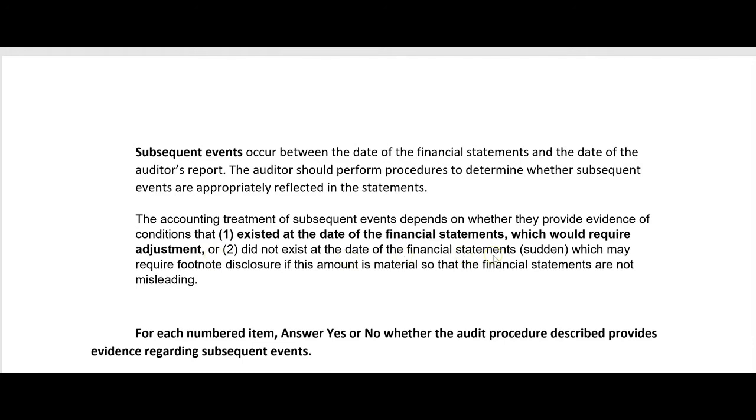A sudden event happened in the subsequent period, which may require footnote disclosure if this amount is material so that the financial statements are not misleading. So a subsequent event might result in restatement, adjustment of financial statements at year end, or it might simply result in a footnote disclosure, or it might not result in anything. Now, for each numbered item, we're going to answer yes or no whether the audit procedure described provides evidence regarding subsequent events. So here we go.